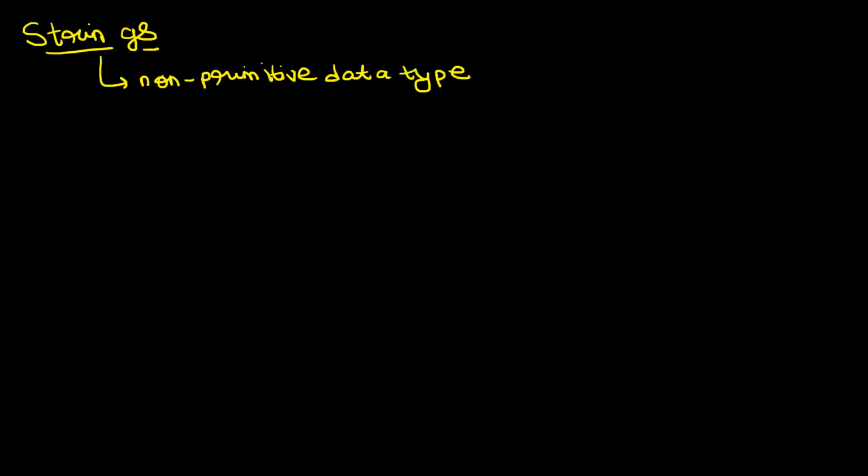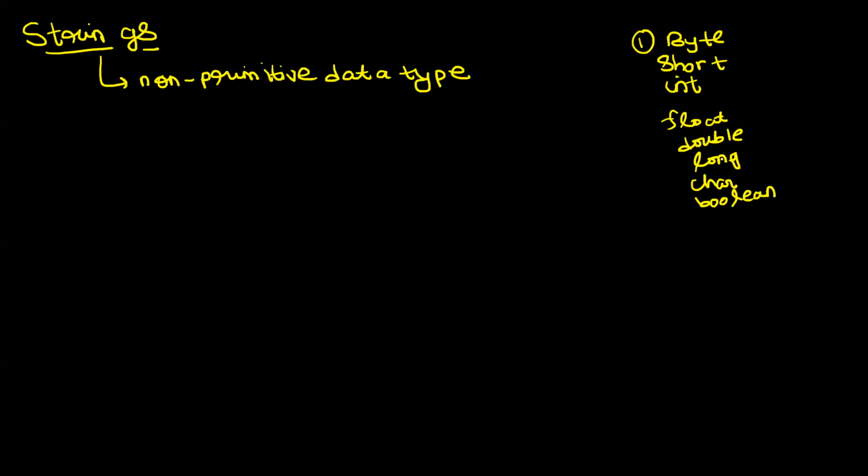When I was talking about data types, we had a look at the fundamental or primitive data types available in Java. What were the 8 primitive data types that we saw in Java? Can anybody recall? We had byte, short, int, float, double, long, char, and boolean. Were these the 8? Yeah, these were the 8 primitive data types.